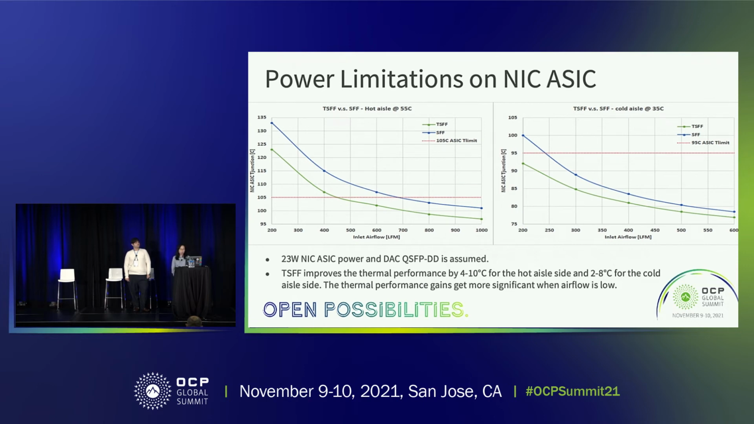So there are two plots showing both cold air and hot air with the TSFF form factor and the SFF form factor, showing the NIC ASIC temperature as a function of the inlet airflow. Overall, because of the taller heatsink capability, the TSFF provides about 4 to 10 degrees C thermal benefit for the hot air side and 2 to 8 degrees C for the cold air side. The thermal performance gain gets more significant when the airflow is low.